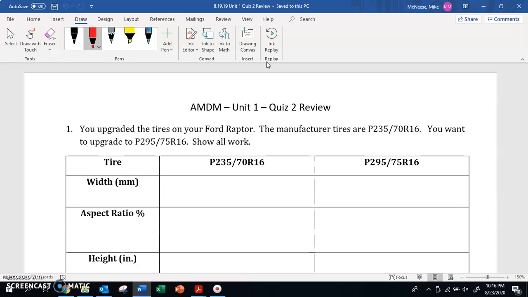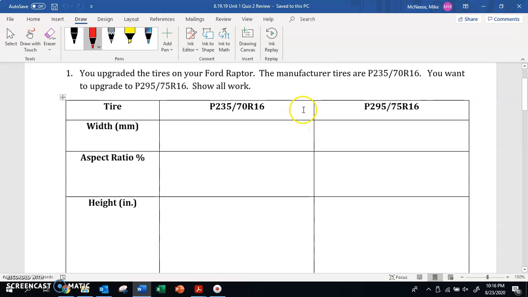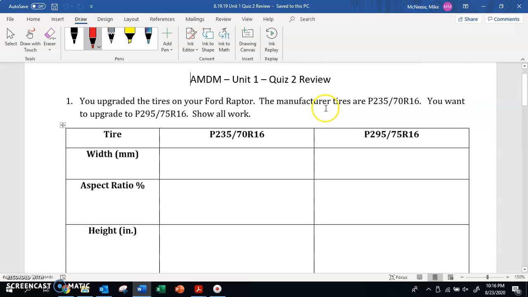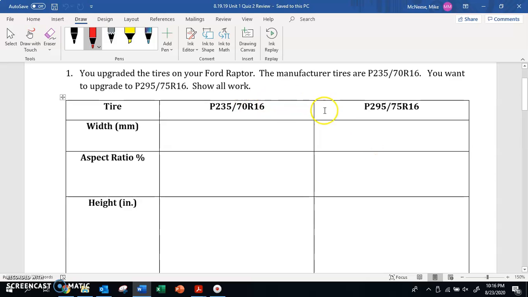So the first one we're going to be looking at is tire sizes. It says you have upgraded your tires on your Ford Raptor. The manufacturer tires are P235/70R16s. You want to upgrade to P295/75R16s. Show all work. First thing we're going to do, just like in the notes we did that one day, is make a table where we're comparing.